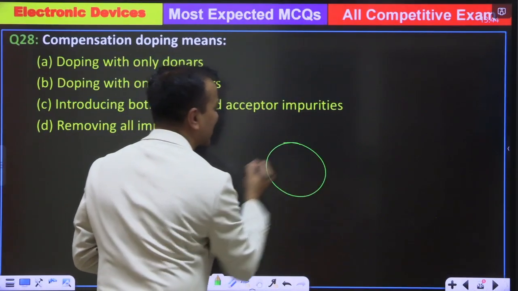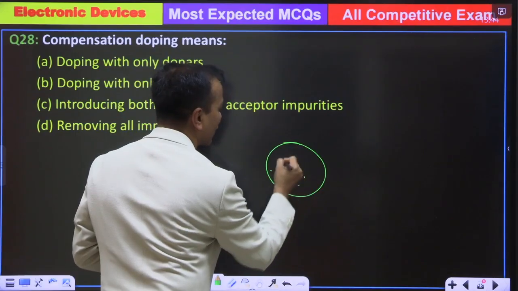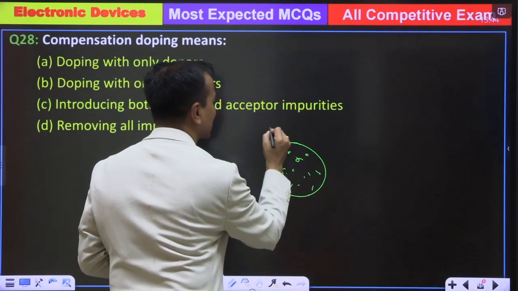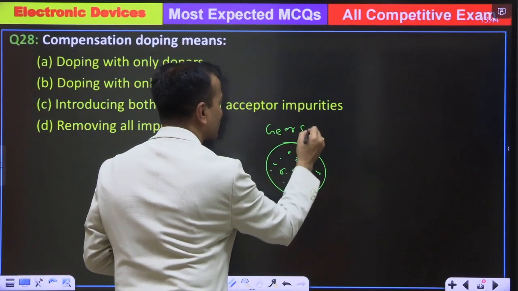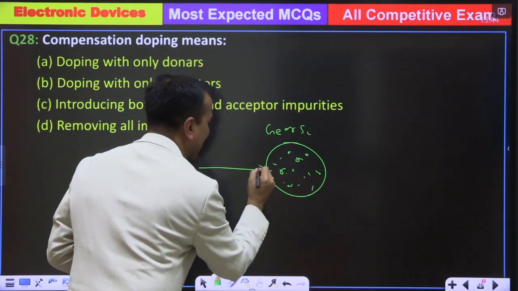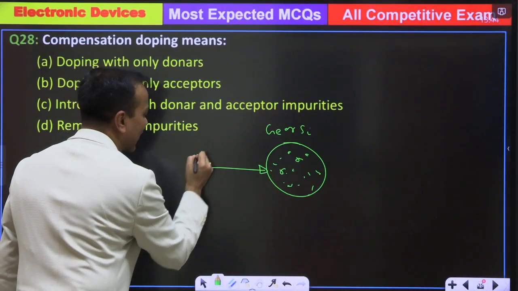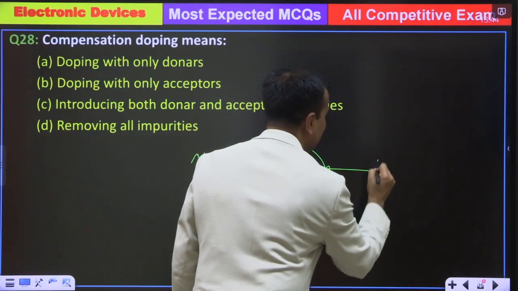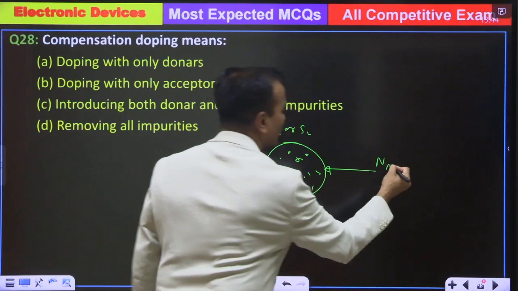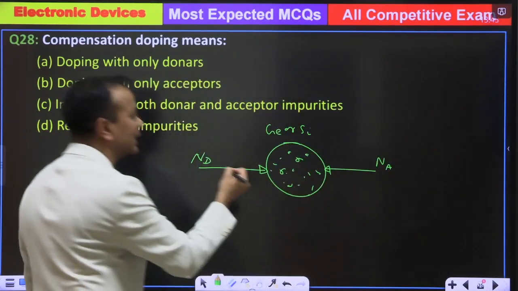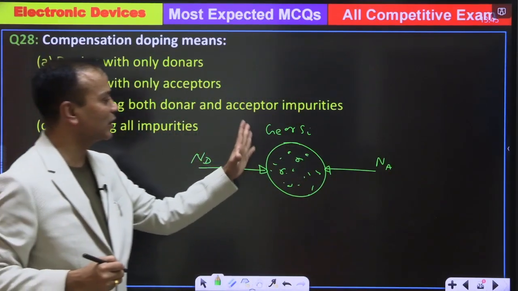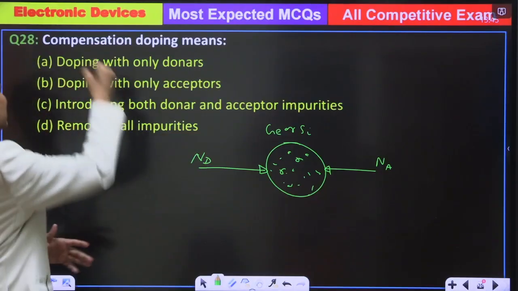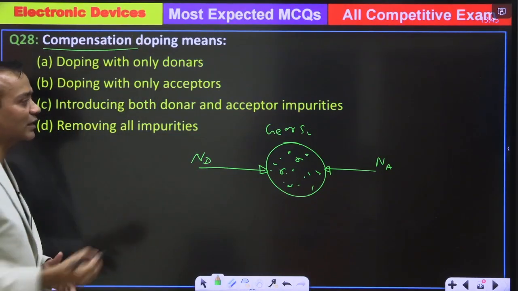semiconductor. So let's say this is our host material of germanium, silicon, whatever it is. So this might be the host material, germanium or silicon. Whenever we add donor impurities from this corner and acceptor impurities from this corner, so now both types of impurities are added in this crystal of germanium or silicon as a host material, then that type of semiconductor is called a compensated semiconductor.